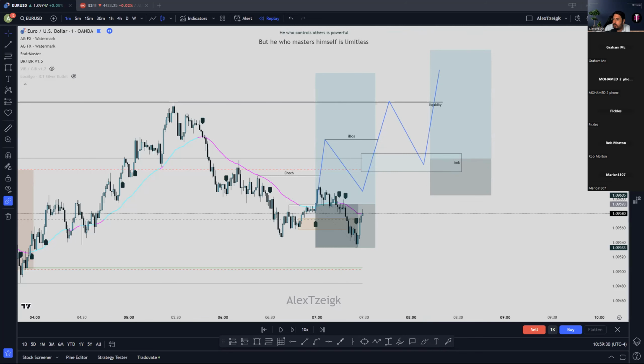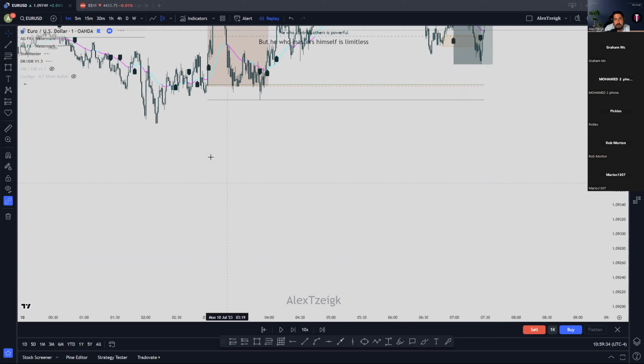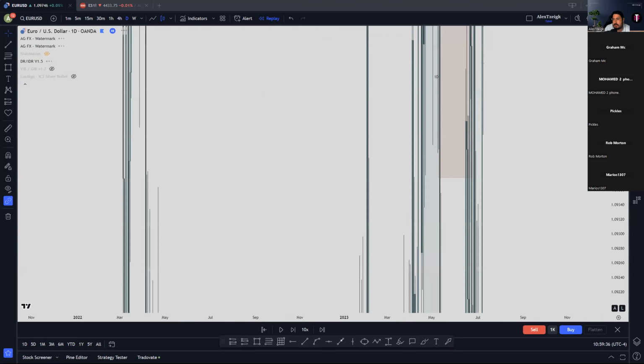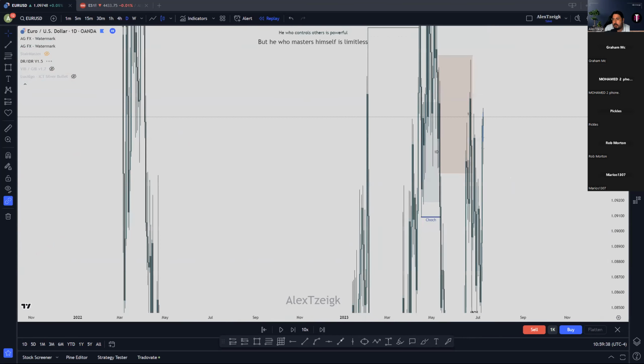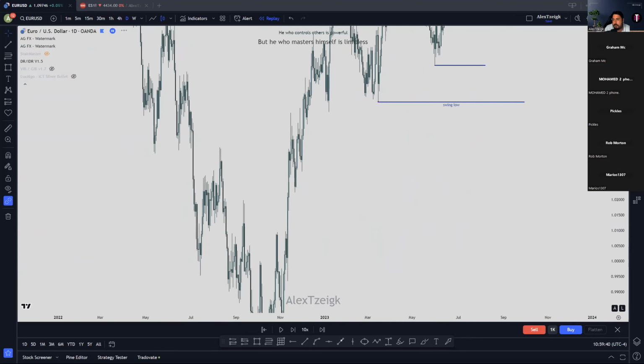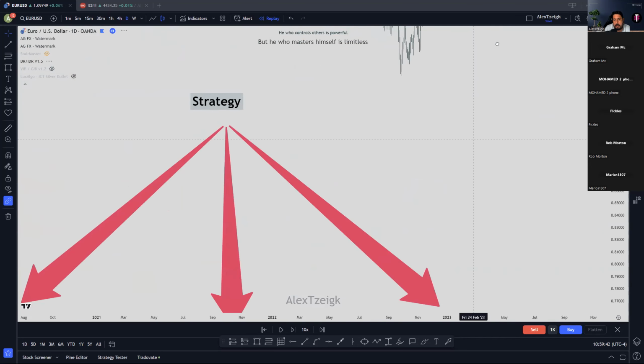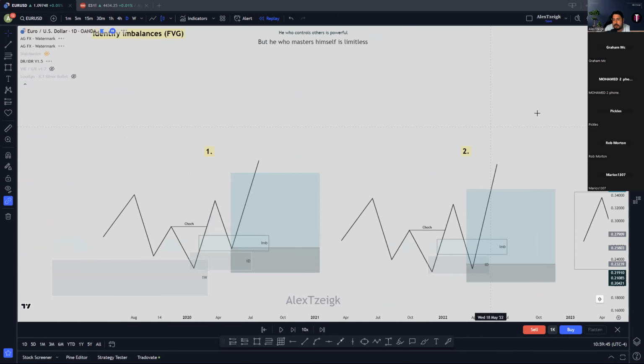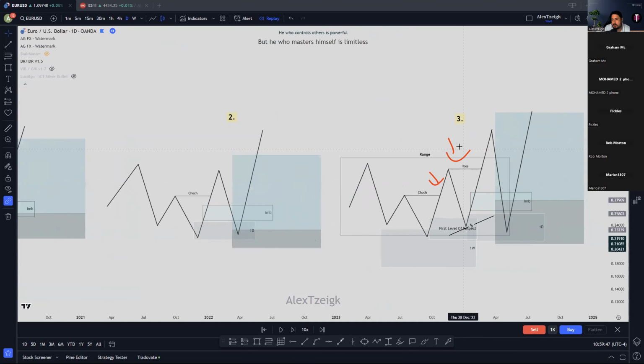Alex, please pin earlier images of the entry model. I will do that. It is easy. This is the entry models. This is the price action entry models. Okay. Next time, we will do even more with examples on the charts.